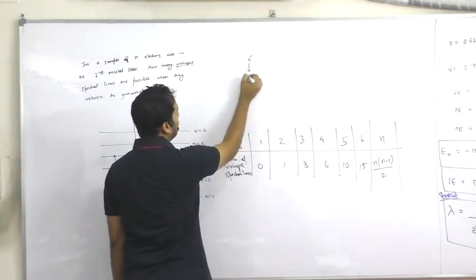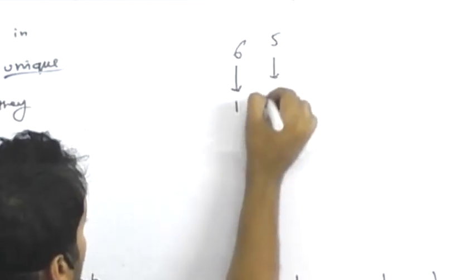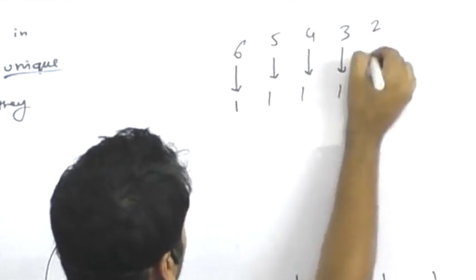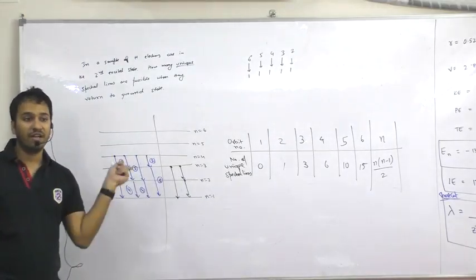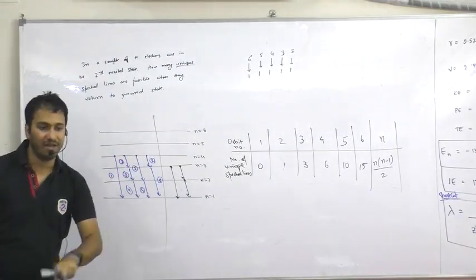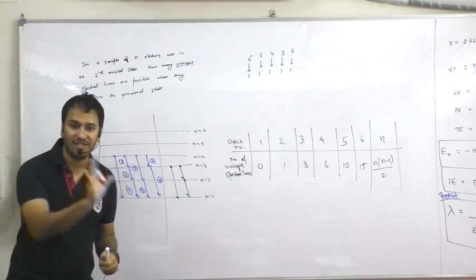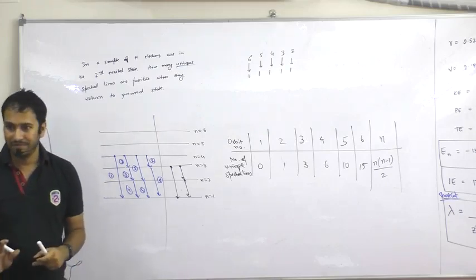From 6, it could jump directly to 1. This is possible. Then from 5 to 1 is possible. 4 to 1, 3 to 1, and 2 to 1. These are all the transitions which are possible for the electron when it jumps from any orbit to 1. Right? So essentially these are the 5 lines which I will get in the Lyman series. और तो कोई भी transition possible नहीं है ना 1 के ऊपर.